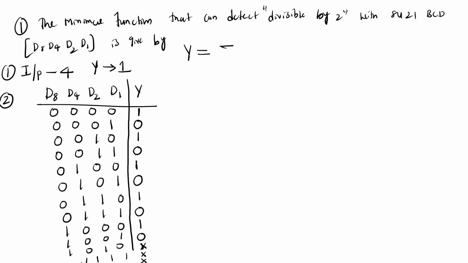What are the minterms? Summation of m of 0, 2, 4, 6, 8, plus don't cares of 10 to 15, which are nothing but don't cares. Okay, so I got the relationship between input and output. So what is the next step? Next step means you need to draw the K map and get the logic expression.